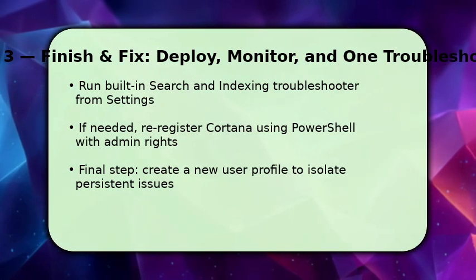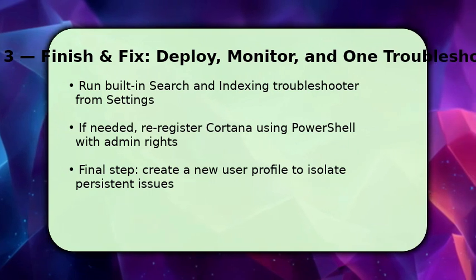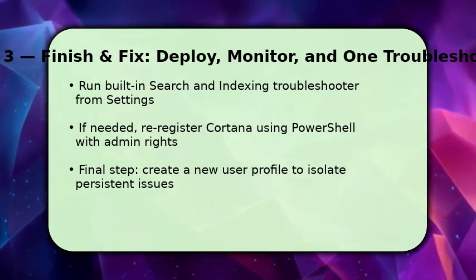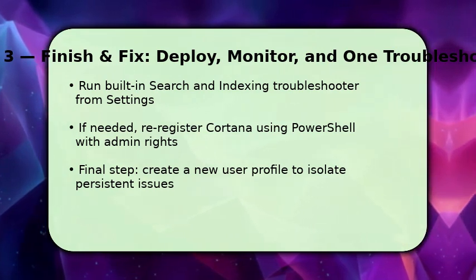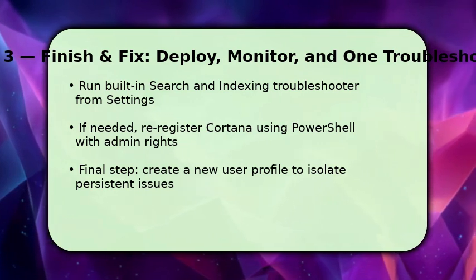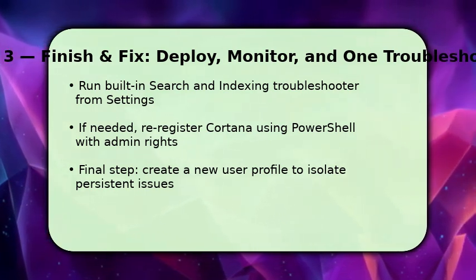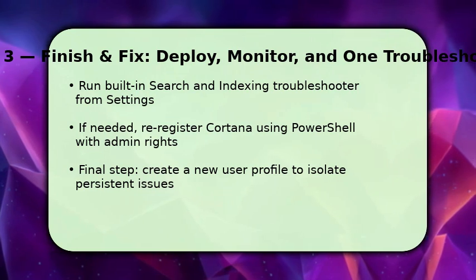To finish, run the built-in search and indexing troubleshooter from settings. It automates common repairs. If the problem persists, re-register the Cortana and search components by running a specific PowerShell command as an administrator. This reinstalls app packages and fixes corrupted system apps.